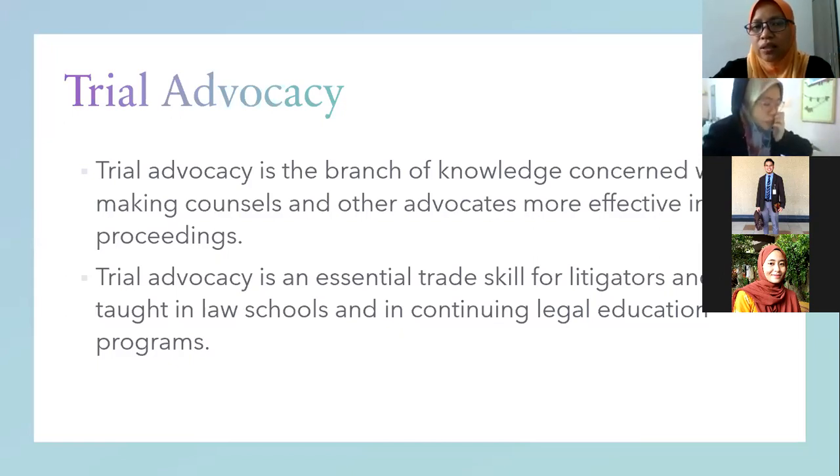Okay, so there are many things that you will have to experience to actually become a good litigator. So a good litigator normally has excellent trial advocacy skills. So ni sebenarnya trial advocacy ni something that you have to brush up. It's a skill that you have to experience. You gain knowledge, you gain the experience by going through the actual process.